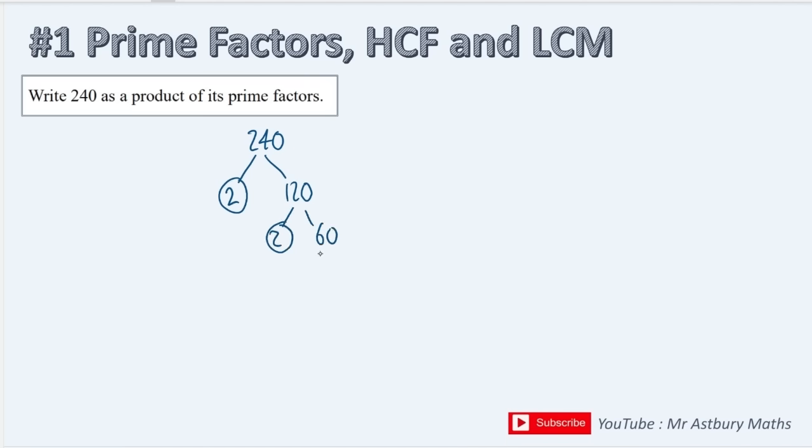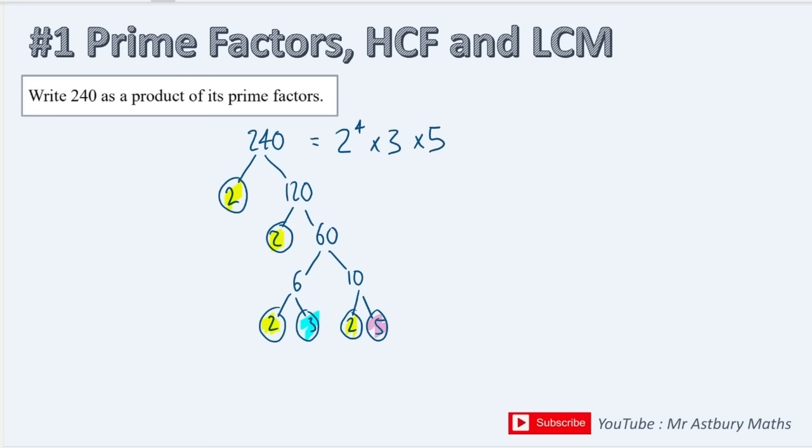You don't have to just pick 2 every time, though. You can pick, for example, 6 and 10. And 6 would go to 2 and 3, both prime, and 10 will go to 2 and 5. We could then count how many 2s we have. In this case, we have 4. So I can write it's equal to 2 to the power of 4. And we've also got 1 3 here. So I write times by 3. And we've also got 5 here. So I write times by 5. And there we have it.